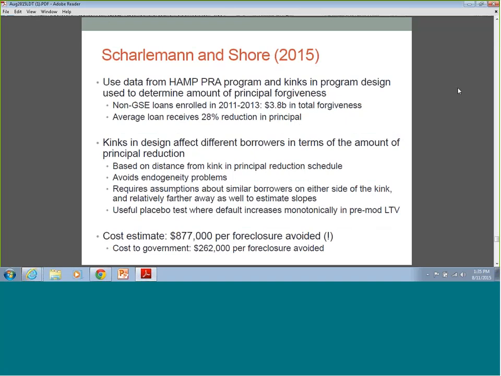I think there's a really deep intuition behind it, which is that as you vary around the kinks, some borrowers are hitting the DTI limit first, and other borrowers are hitting the LTV limit first, and that's going to change how generous the principal forgiveness is around that kink.